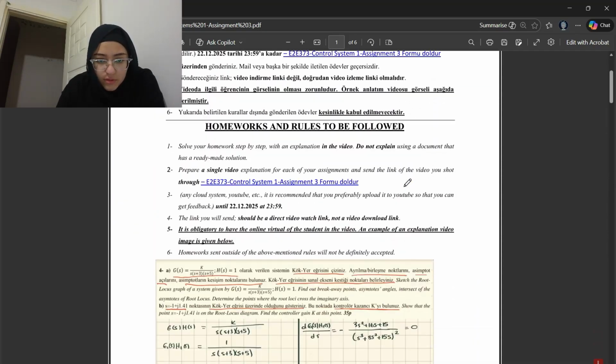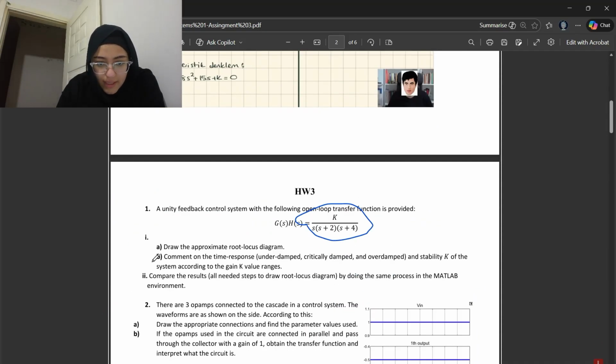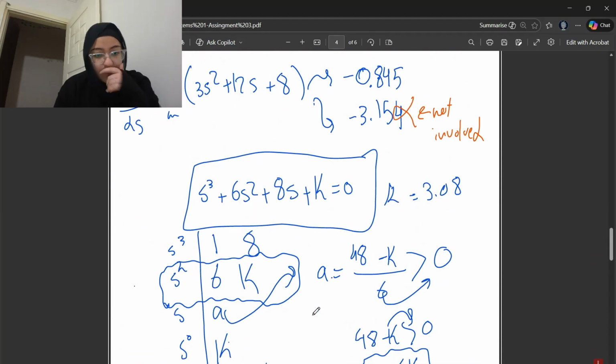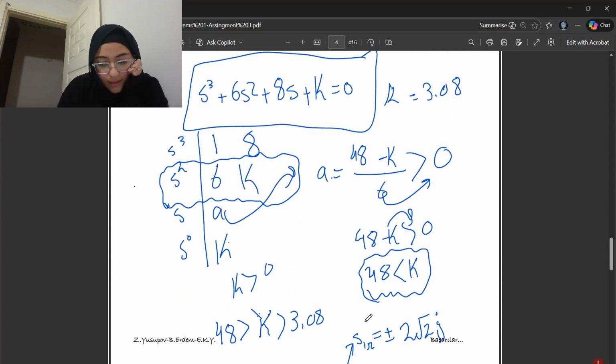Then here we need to see part B: comment on the time response under damped, critically damped, and over damped stability of K. Actually, from the range that we found, when K is smaller than 48 and bigger than 3.38, it becomes critically damped. But the system is stable. That's it.